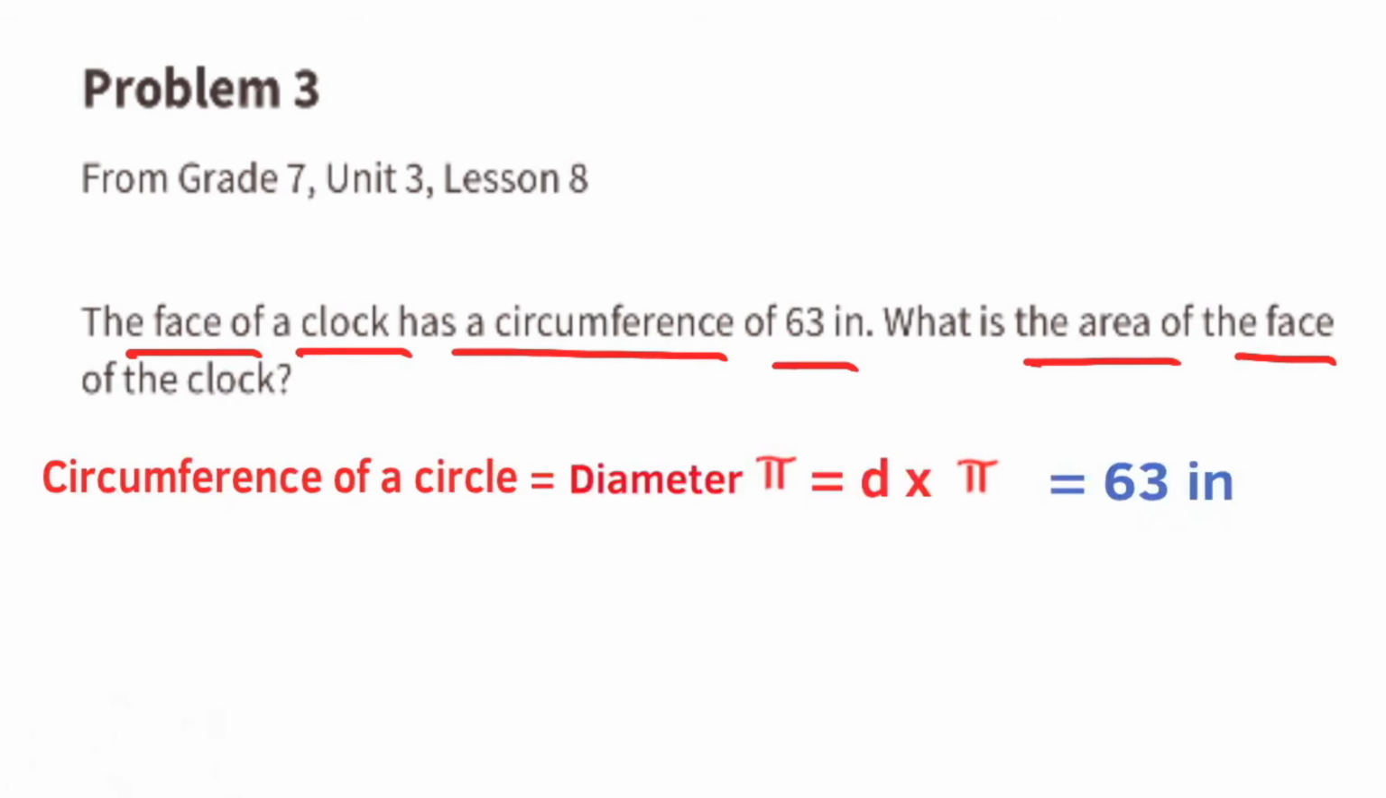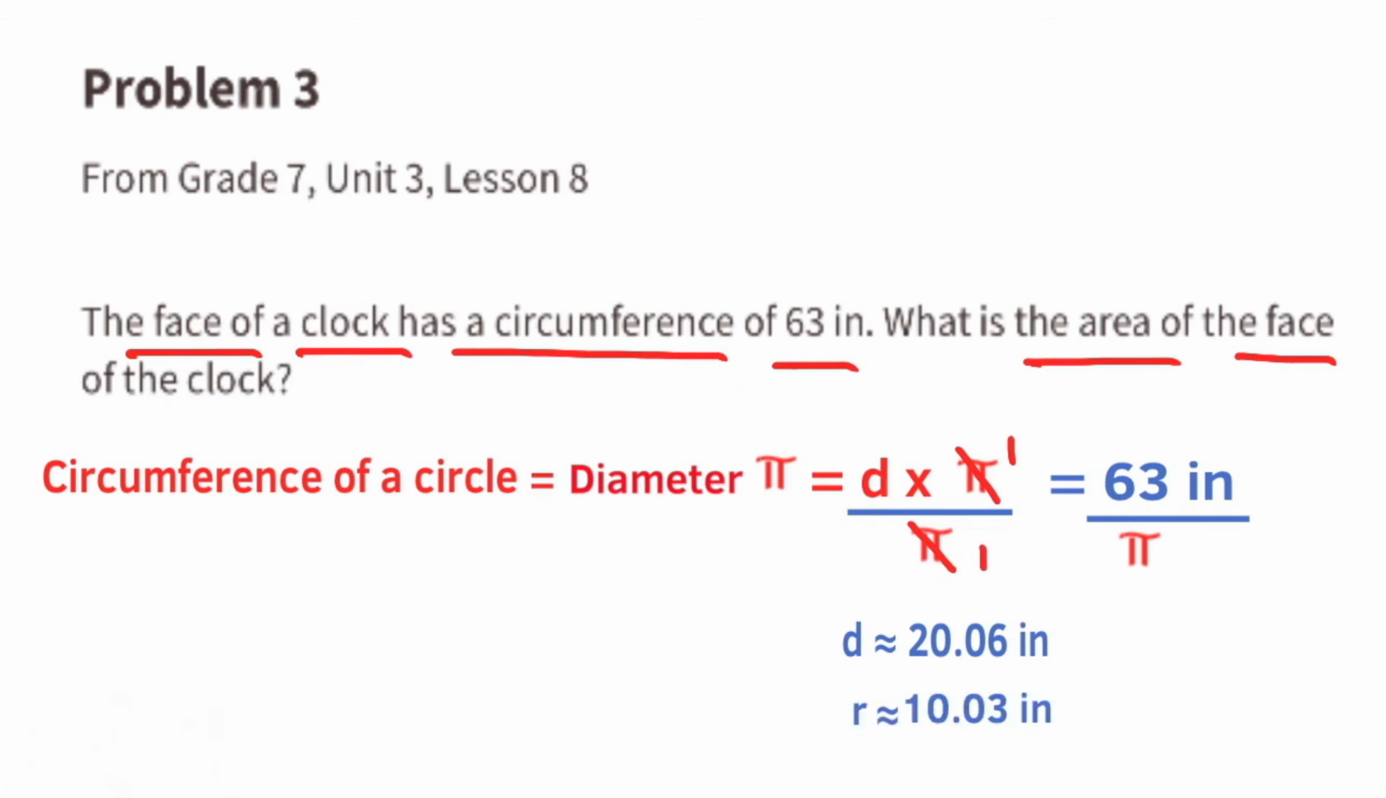We know that the circumference is 63 inches, so the diameter times pi equals 63 inches. Let's divide both sides by pi to get the diameter by itself. The diameter equals 63 inches divided by pi, or approximately 20.06 inches. That means that the radius of the face of the clock is half of 20.06 inches, or 10.03 inches.